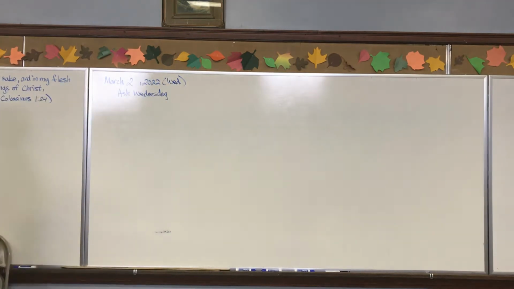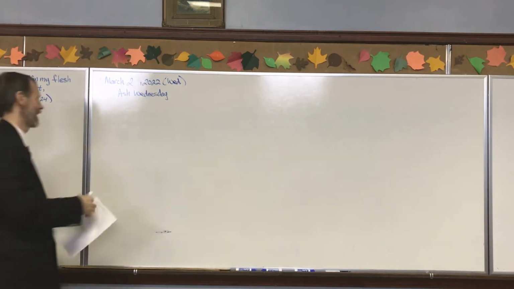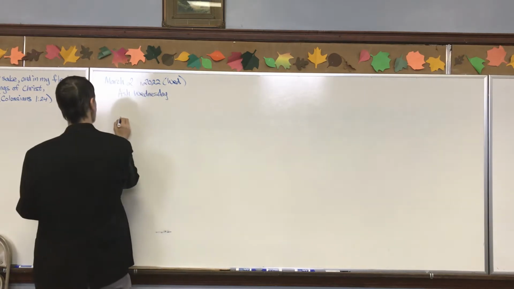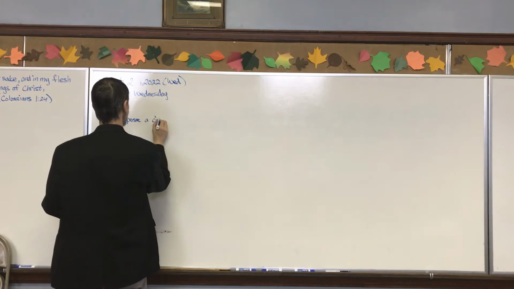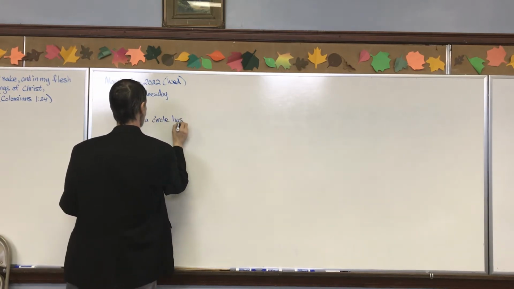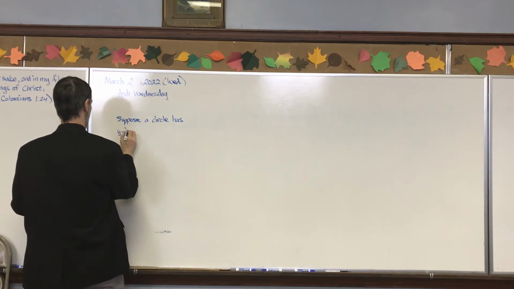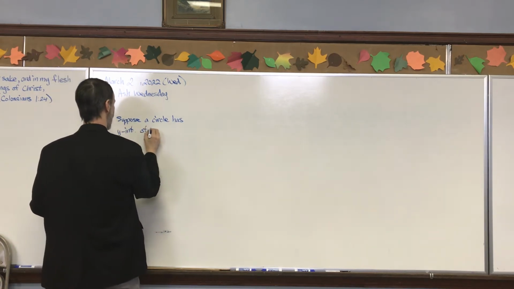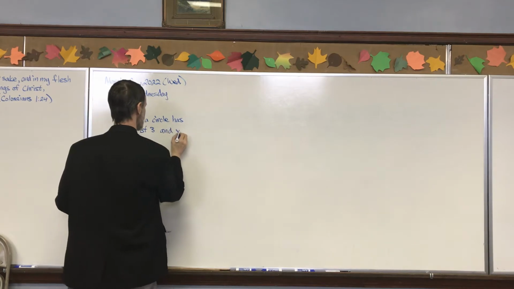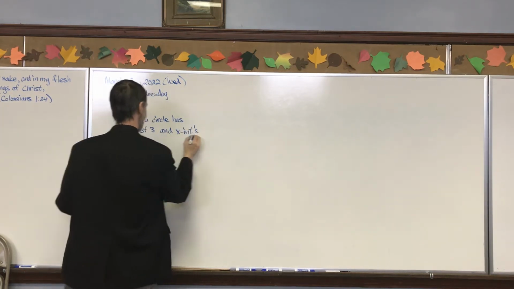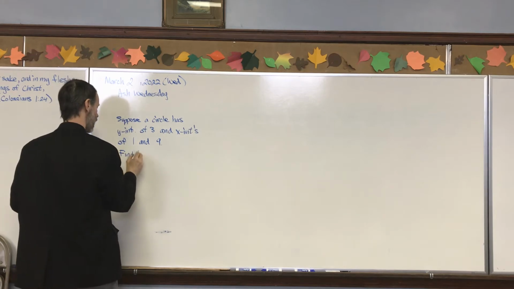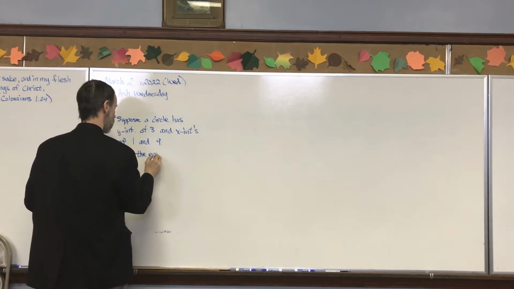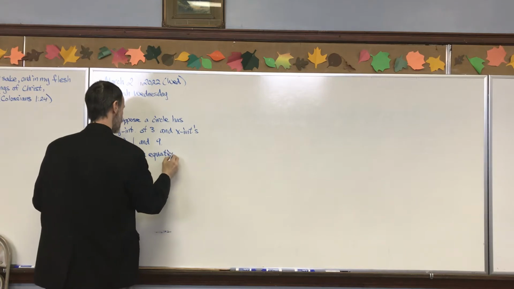I found the problem that I was trying to remember at the end of last time. Suppose a circle has a y-intercept of 3 and x-intercepts of 1 and 9. Find the equation of the circle.